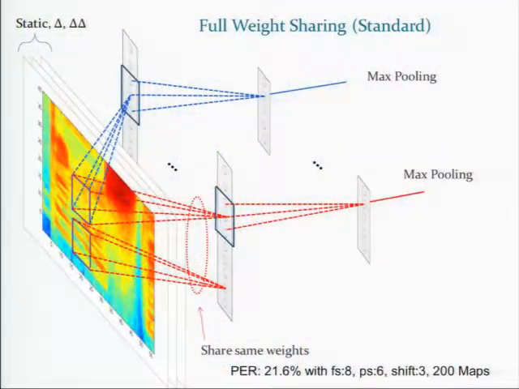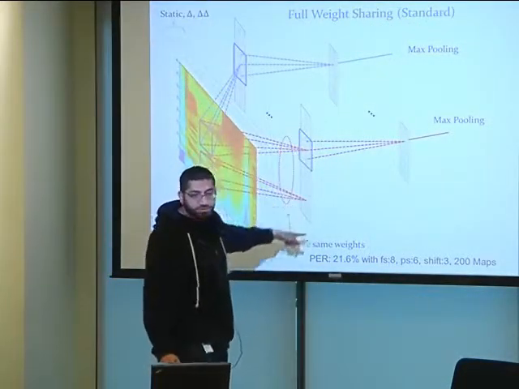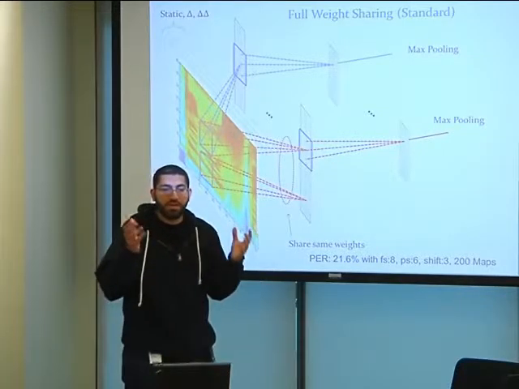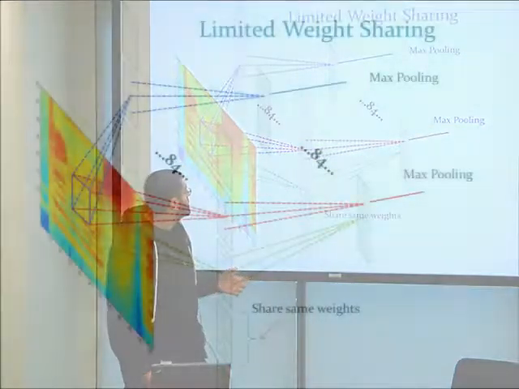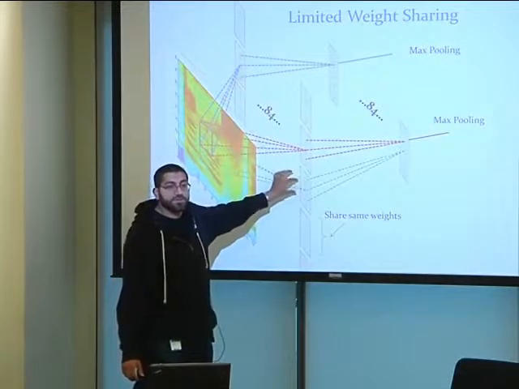The idea is that instead of sharing the weights along all these nodes, because in speech each frequency band may have different features, we divided this into a number of segments, and each segment has its own weight matrix.